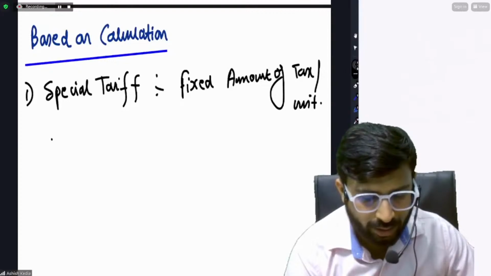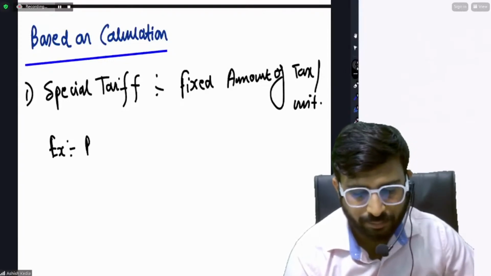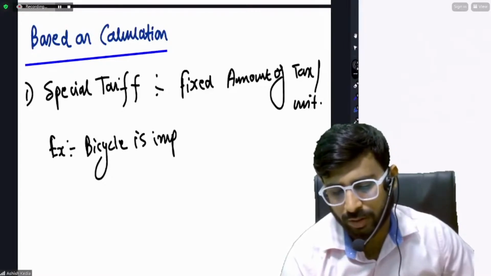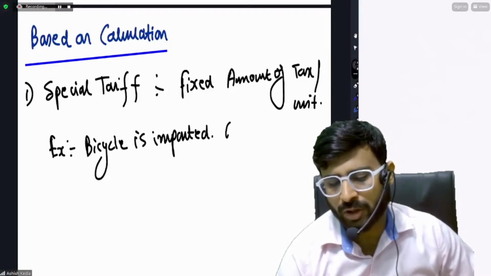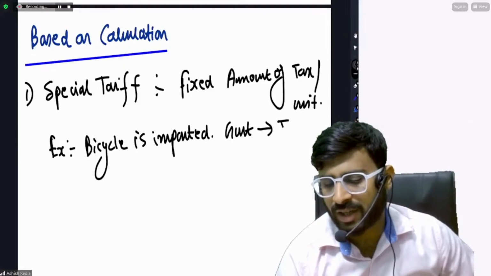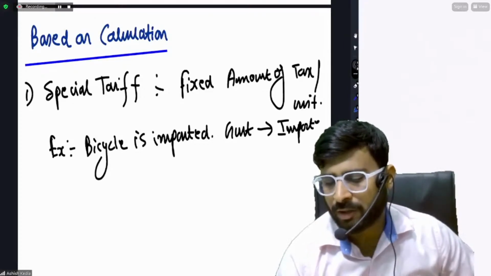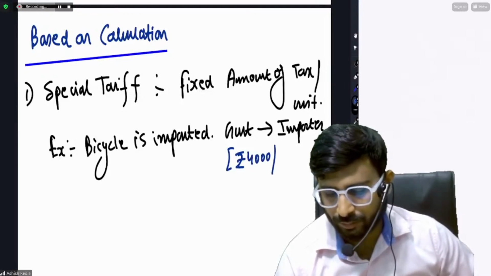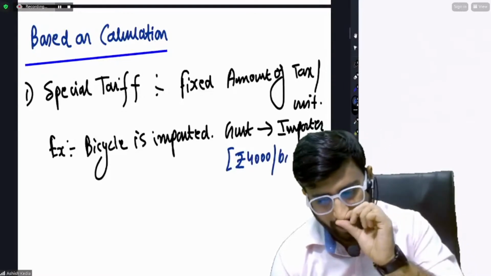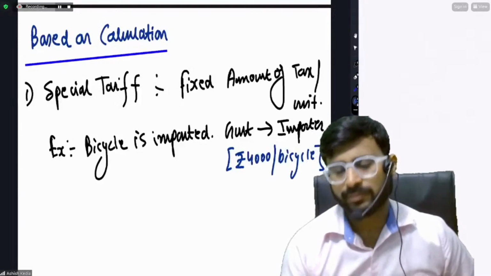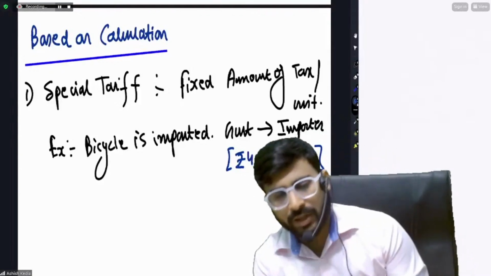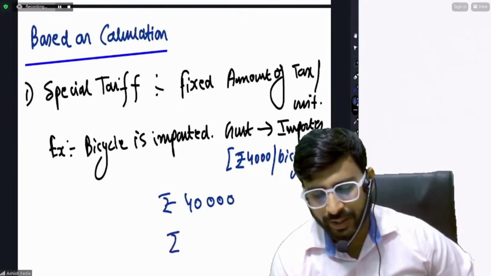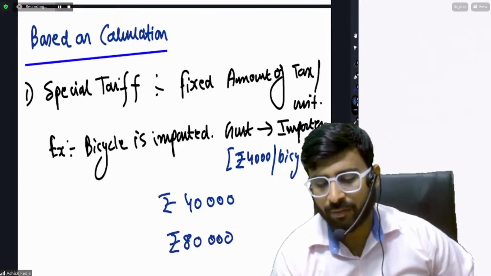We are importing a bicycle. For example, a bicycle is imported. Suppose the government tells the importer, I am going to take from you rupees 4,000 per bicycle as a tax. So now it really does not matter whether the value of the bicycle is 40,000 or 80,000. The amount has become fixed.